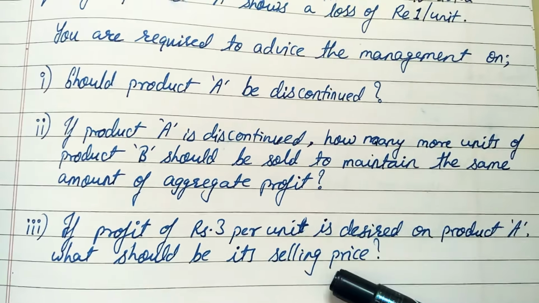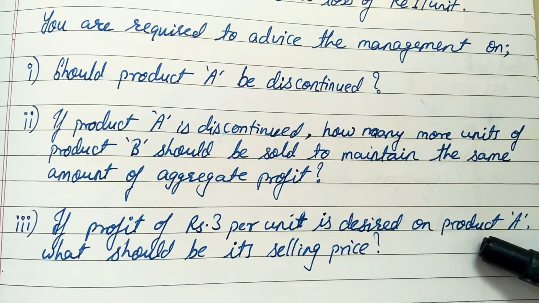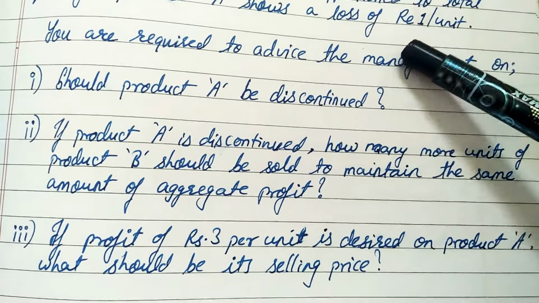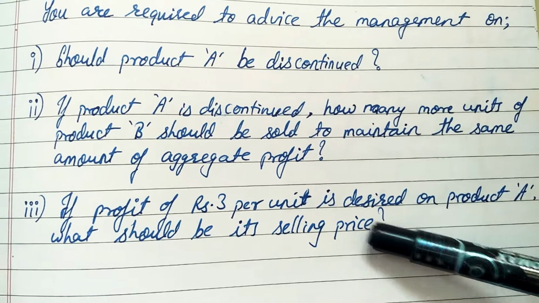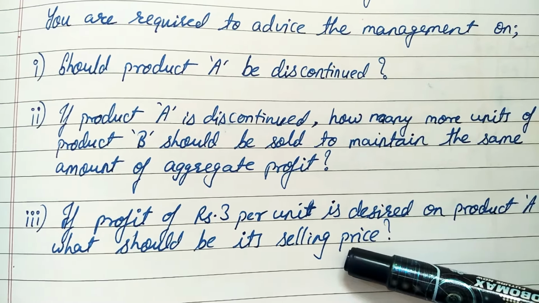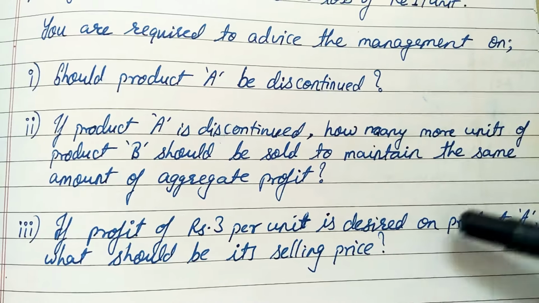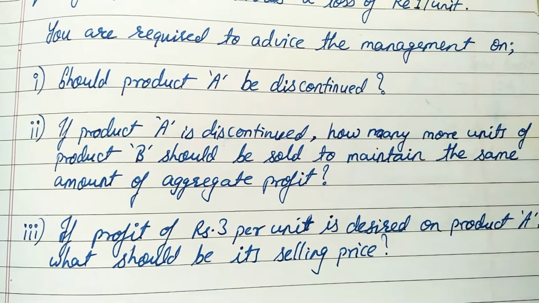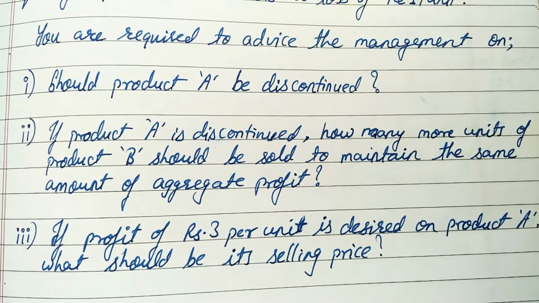And question C, if profit of 3 rupees per unit is desired on product A, which is currently a loss of 1 rupee per unit, if they desire a profit of 3 rupees per unit on A, so what should be the selling price of product A? These are some questions that are asked to us. Now we'll go ahead to find out the solution to all these questions.